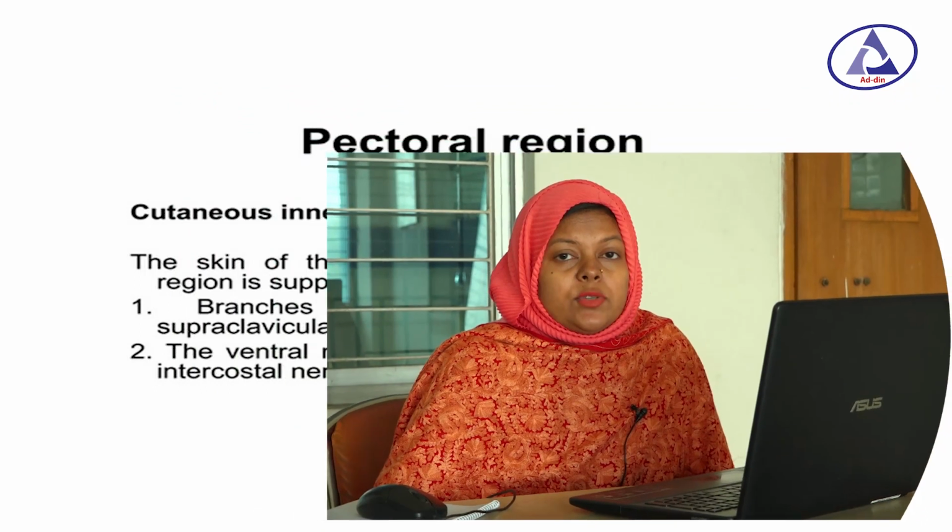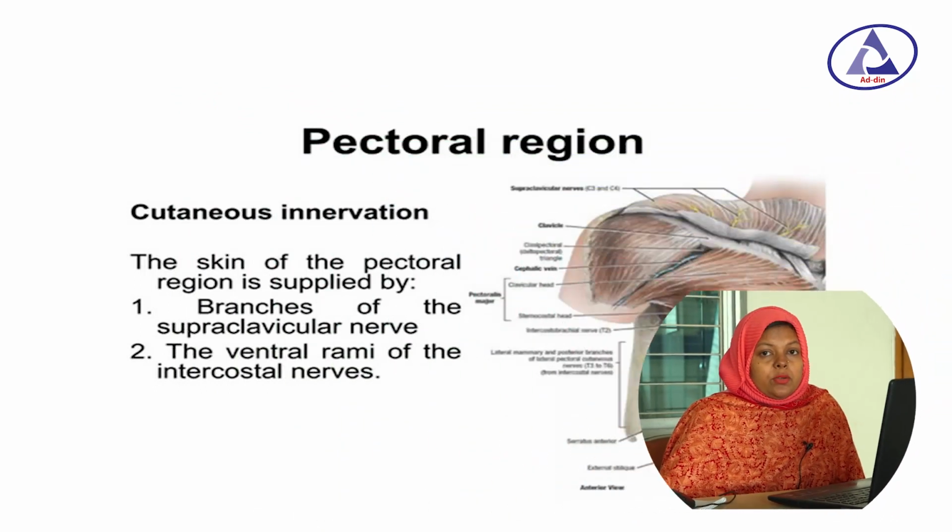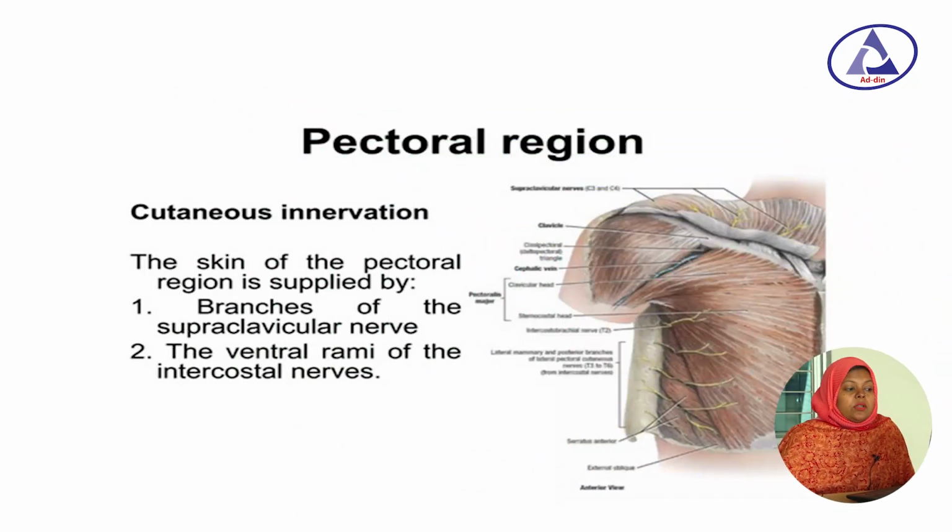Now comes our cutaneous innervation of the pectoral region. The skin of the pectoral region is supplied by the branches of the anterior, medial, intermediate and lateral supraclavicular nerves and the ventral rami of the intercostal nerves. The supraclavicular nerves usually supply above the clavicle, and the ventral rami of the intercostal nerves usually supply the second to sixth rib region, and the superficial intercostal arteries supply the cutaneous branches.